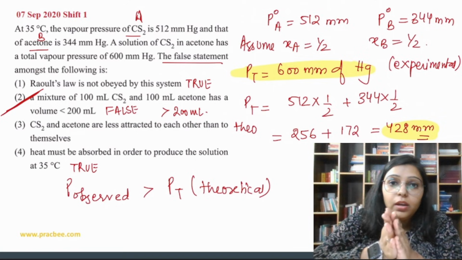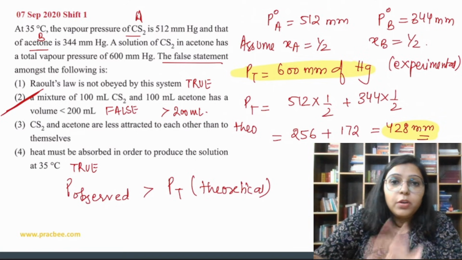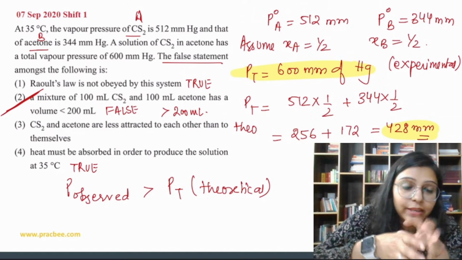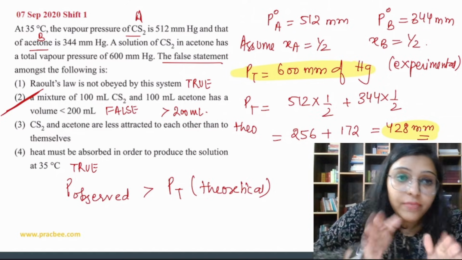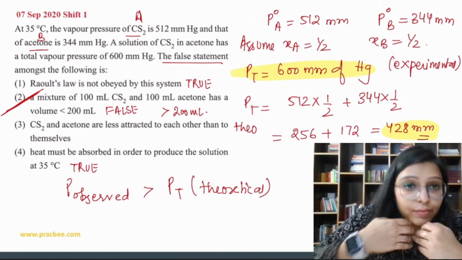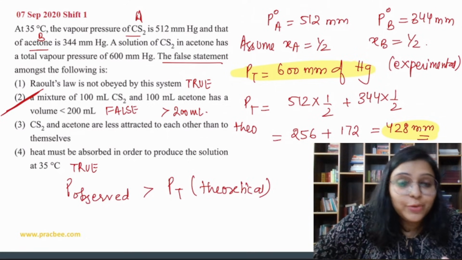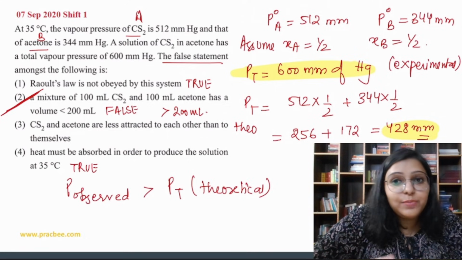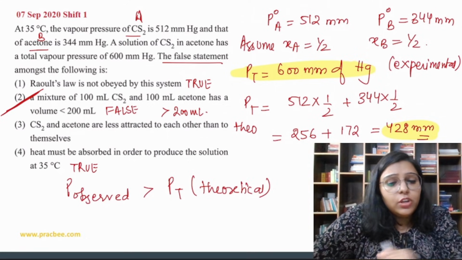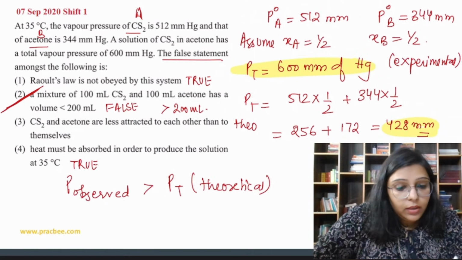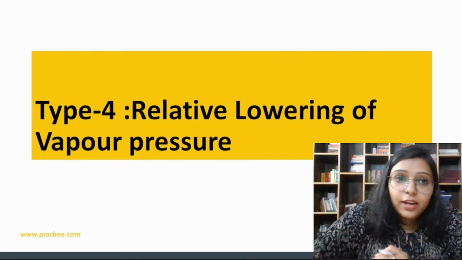It shows positive deviation, because attraction is less in the final mixture. So if in the final mixture attraction is less, then we have to provide energy in order to mix those two solvents, right? Are you getting this point? So that is also true. So option 2 is the incorrect one. Okay. That's it for Raoult's law.